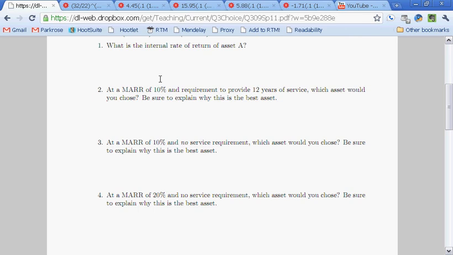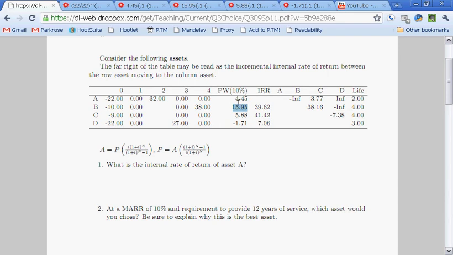The final question is what happens when you change that minimum acceptable rate of return to 20%. Well, once you do that, all your present worth and annual worth calculations are gone, and you're stuck using the incremental internal rate of return procedure that we've already seen. Well, step 1, eliminate all your assets that have internal rates of return less than minimum acceptable. So D goes out the window.